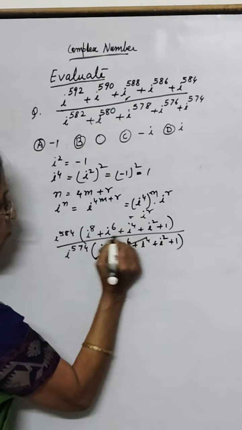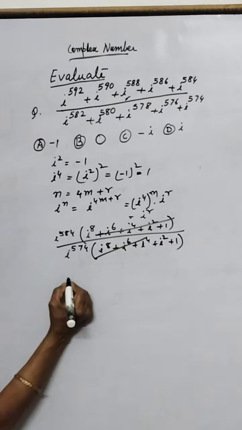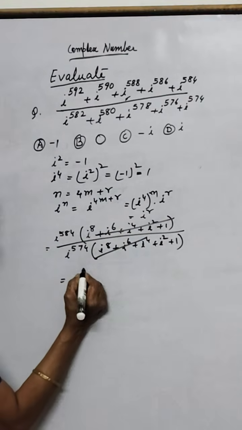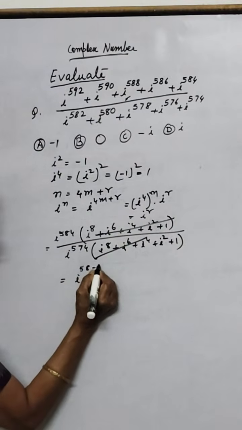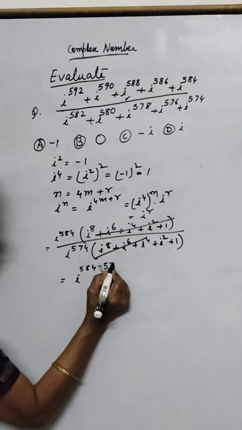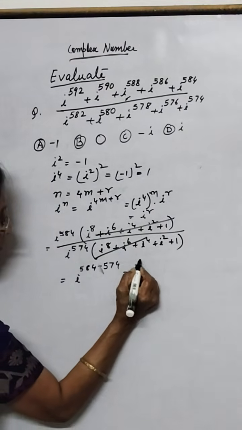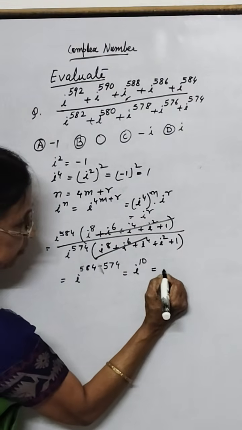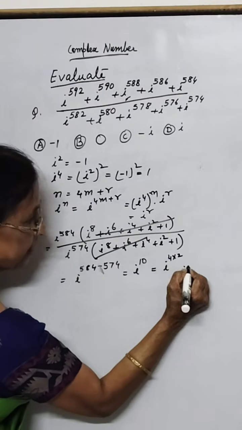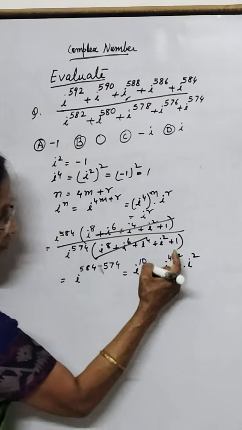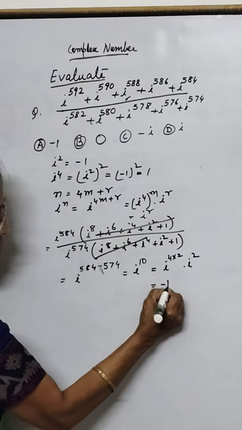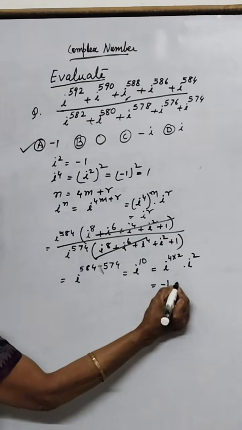So these two cancel. So this is equal to i to the power 584 minus 574. So I can write this as i to the power 10. So this can be written as i to the power 4 into 2 into i squared. So this is i to the power 4, which is 1. Just now we have studied i squared equals -1. So the answer is option A.